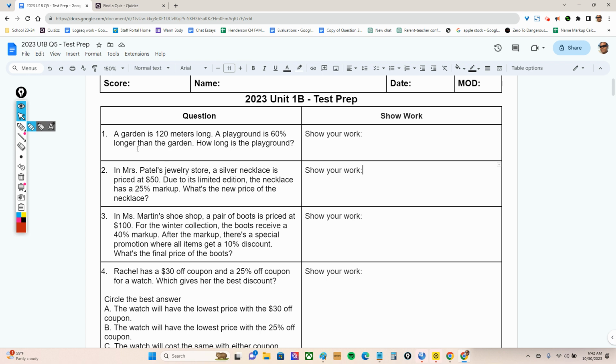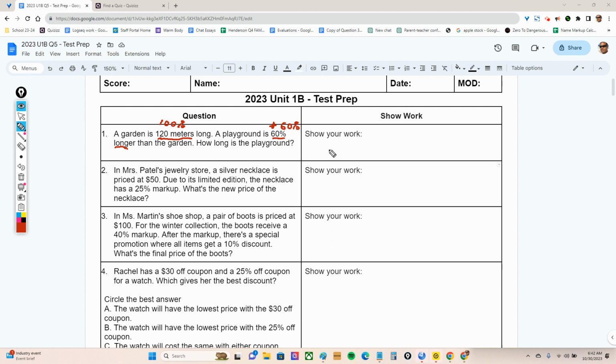All right, a garden is 120 meters long. All right, that's our 100%. Okay, and you'll have to go back to previous lessons to get the details. So I'm not going to reteach, but I am just reviewing. A playground is 60% longer. So that's plus. That's add. 60%.